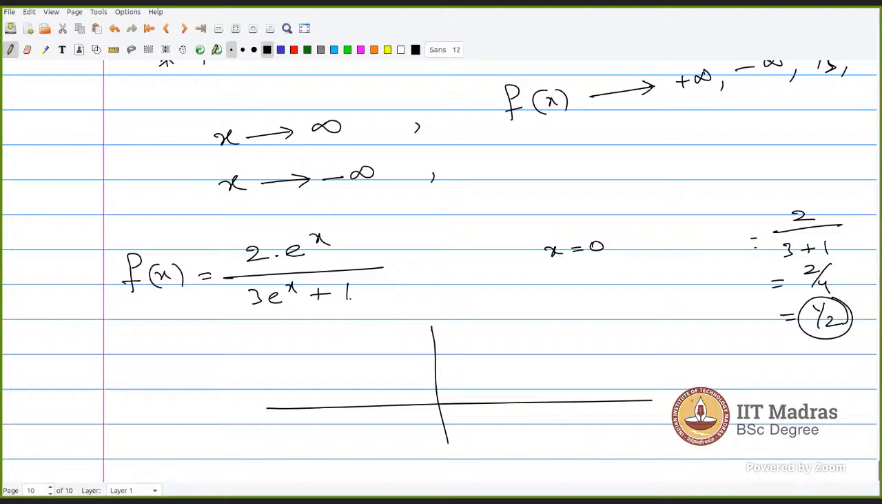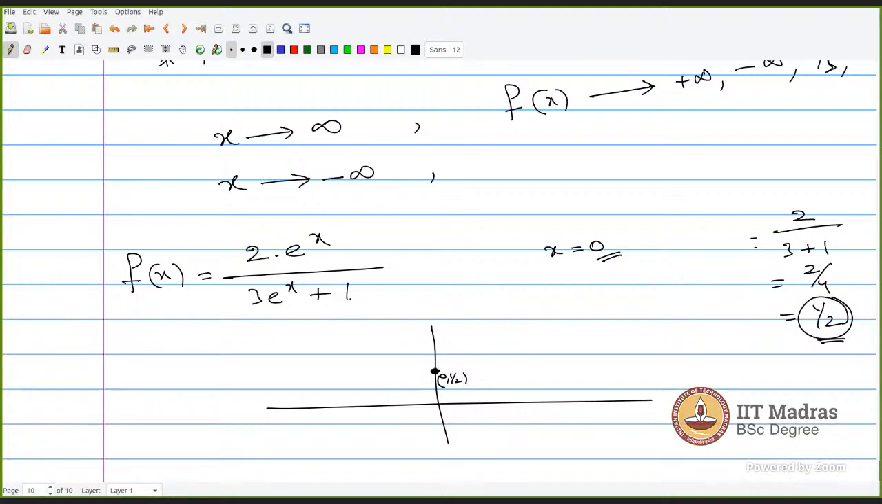So take the xy plane and just plot this point. When x is 0, my y value is half, so I will plot 0 comma half. Definitely my graph should pass through this point. However the graph is, it should come to this point and cross the y-axis.